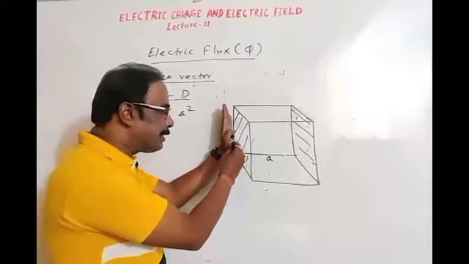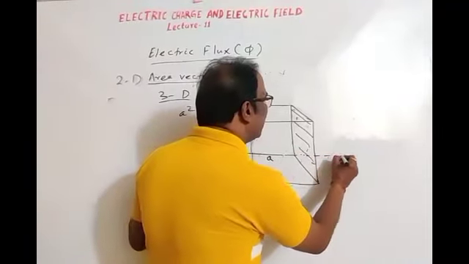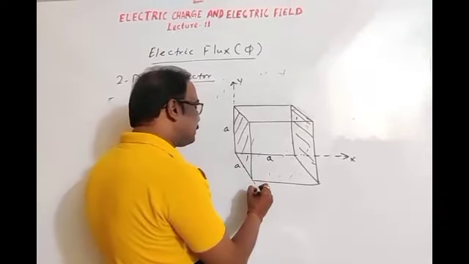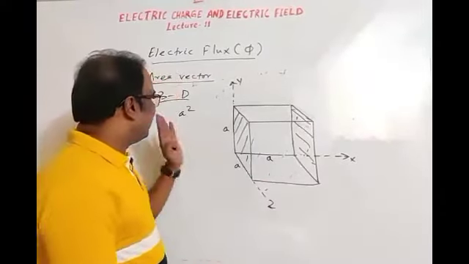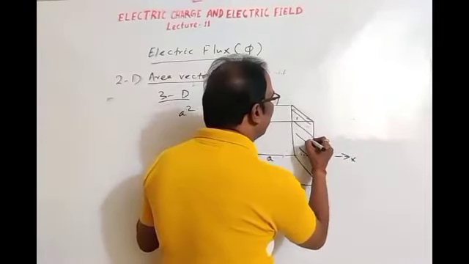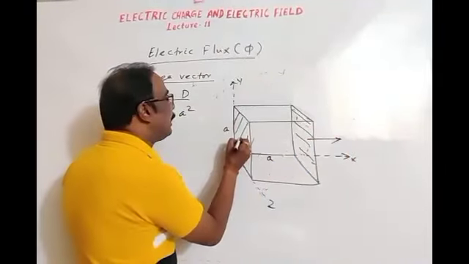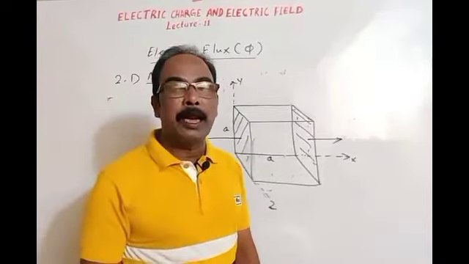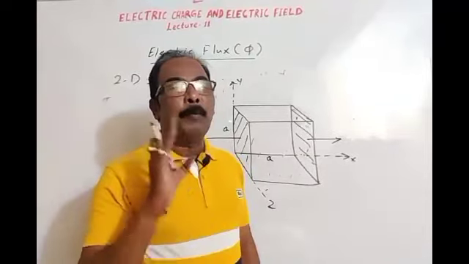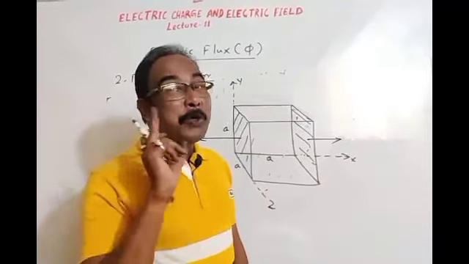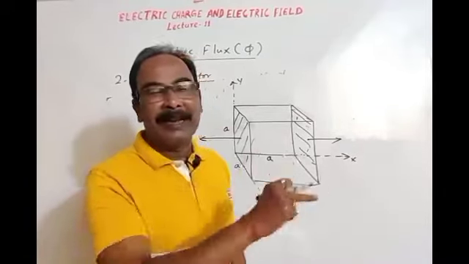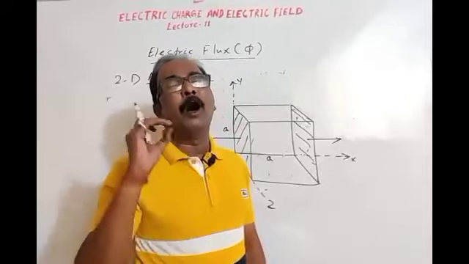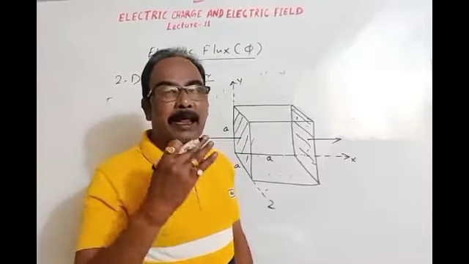So this is a, but this is along x-axis. Okay, this is along y-axis, this is along z-axis. Then the direction of this area will be in outward direction. See students, for a three-dimensional body, the area vector of each surface should be taken in outward direction.